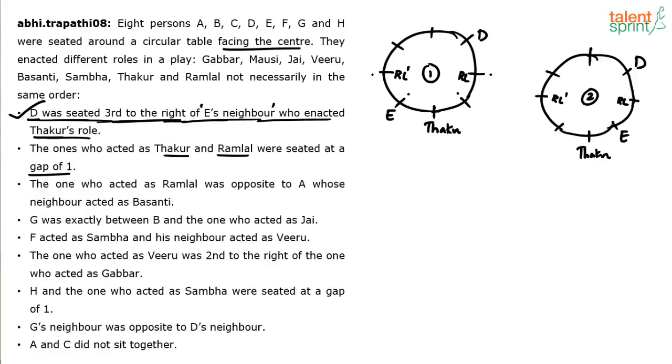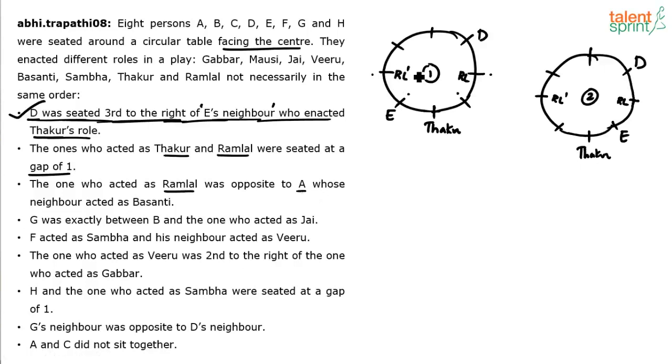Okay. Now, read the next point. See what happens. Next point says, the one who acted as Ramlal was opposite to A, whose neighbor acted as Basanti. Okay, now the third point here, if you observe, is connected with Ramlal, and Ramlal's position itself is not fixed. He says the one who acted as Ramlal was opposite to A. Ramlal was opposite to A, meaning what?